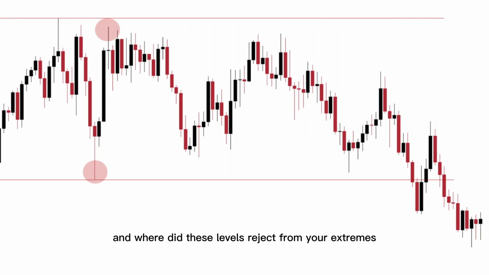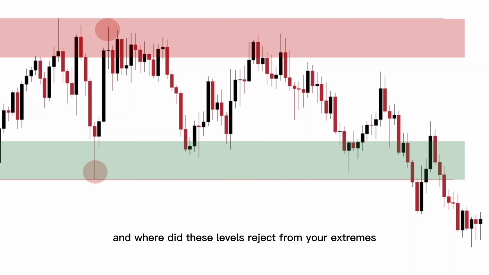And where did these levels reject from? Your extremes. And as you can see, once the consolidation was established, price continued to bounce off these levels multiple times until price decided to break out in a specific direction. And the easiest way to trade this is to take a buy or a sell, depends on what zone you are in.